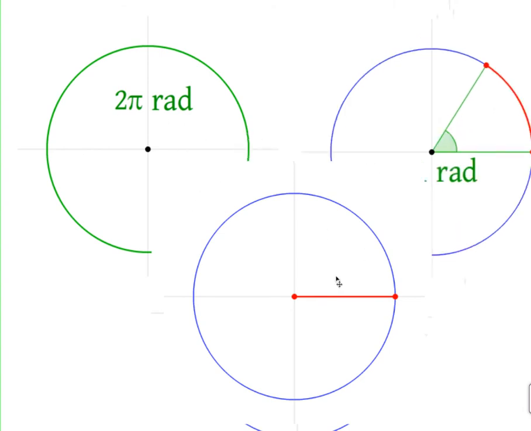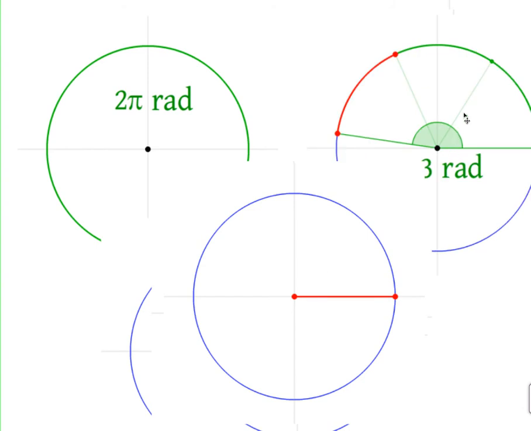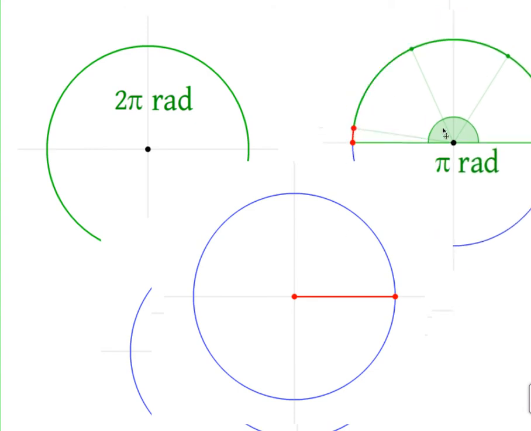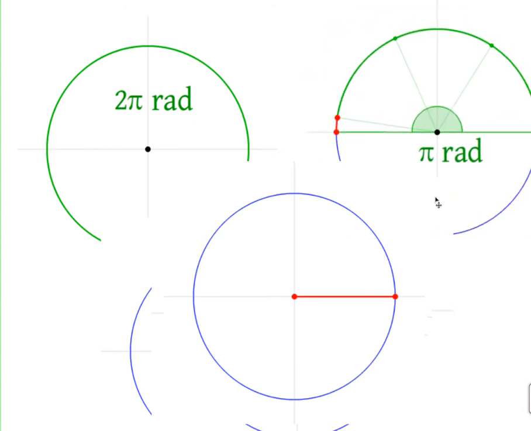Okay, because halfway around the circle takes 1, 2, 3, and how many radians do you think it is from here to there? Probably 0.14 or so. 3.14 radians, pi radians, to get halfway around the circle.